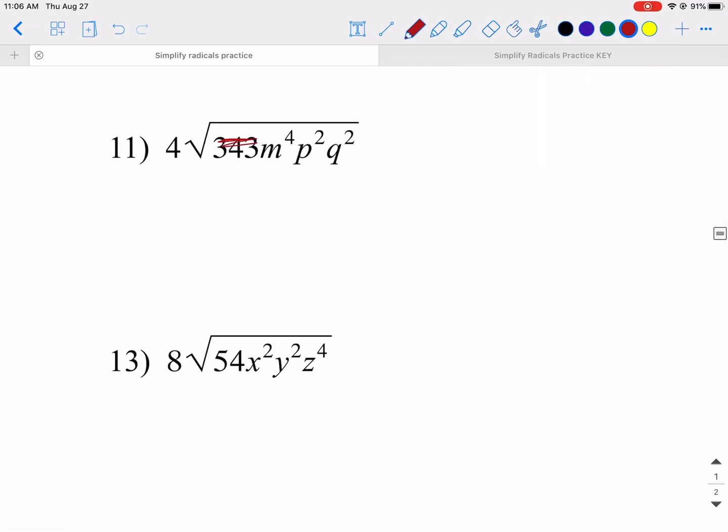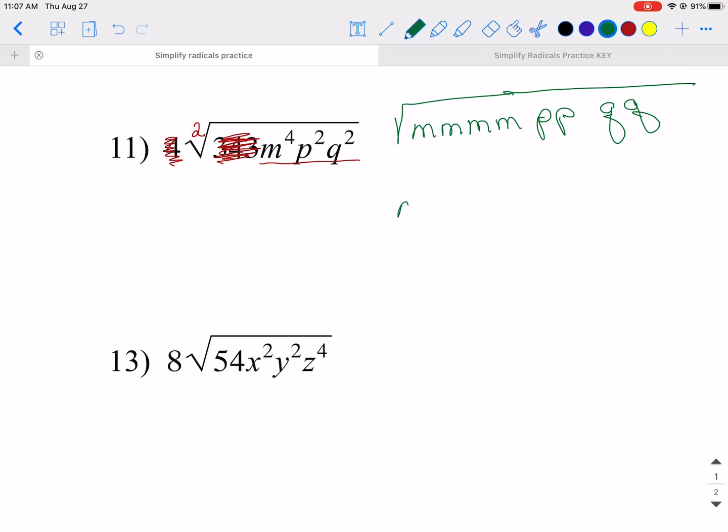And actually, I'm just going to cross the numbers out so I can focus on the variables for this example. So I'm going to look at simplifying the variables inside. So remember, there's a number 2 here if you do not see it. So looking at this example, I can either write m 4 times, p 2 times, q 2 times, so this is way 1, or I can write it as m, take my exponent of 4 and my index of 2, so m 4 over 2, p 2 over 2, q 2 over 2. Whichever way works for you.